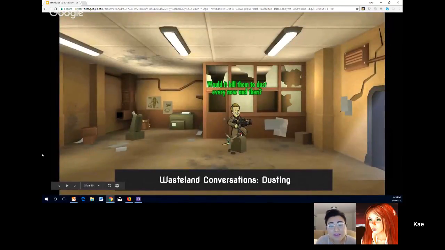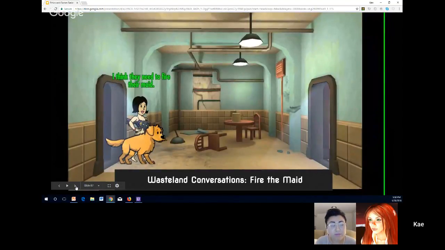Wasteland conversations. Dusting. Would it kill them to dust every now and then? When I put Wasteland, it's that the vault dwellers are stuck in the vault. And they have these weird illusions of what the overseer is, right? And what the vault is supposed to be. And they live in a fantasy world. So when the overseer throws them out into the wasteland, this is the kind of conversation they have, basically showing that they are really naive and really privileged in the way they talk. I think they need to fire their maid.